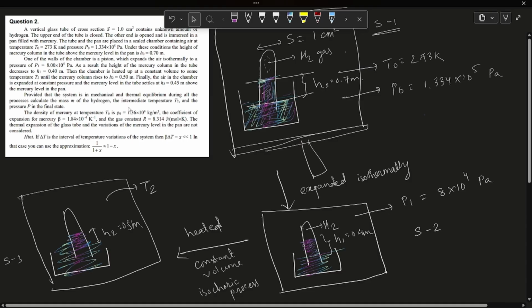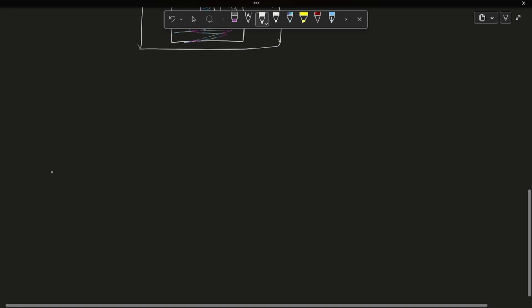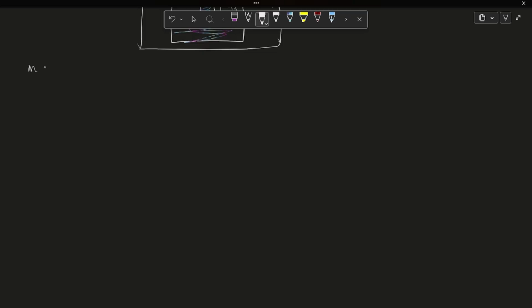Then we have to find the mass of the hydrogen, intermediate temperature T2, and pressure P in the final state. Okay. We have to find mass of hydrogen, then T2, then T final.